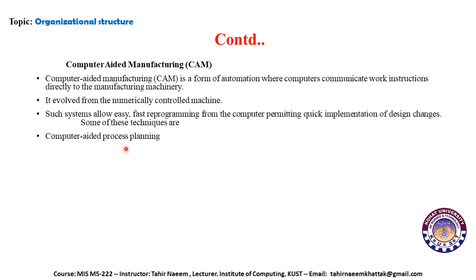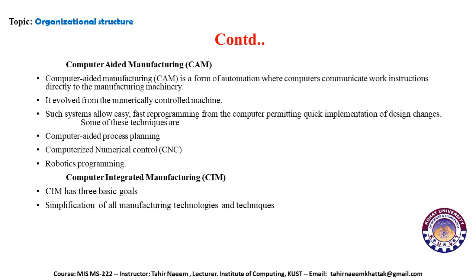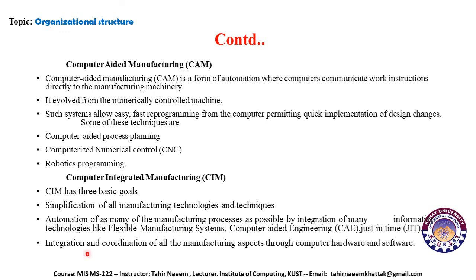Some of the techniques are computer aided process planning, computerized numerical control or CNC machines, and robotic programming. Computer integrated manufacturing or CIM. CIM has three basic goals: simplification of all the manufacturing technologies and techniques; automation of as many of the manufacturing processes as possible; and integration of many information technologies like flexible manufacturing systems, computer aided engineering and just in time, with integration and coordination of all manufacturing aspects through computer hardware.